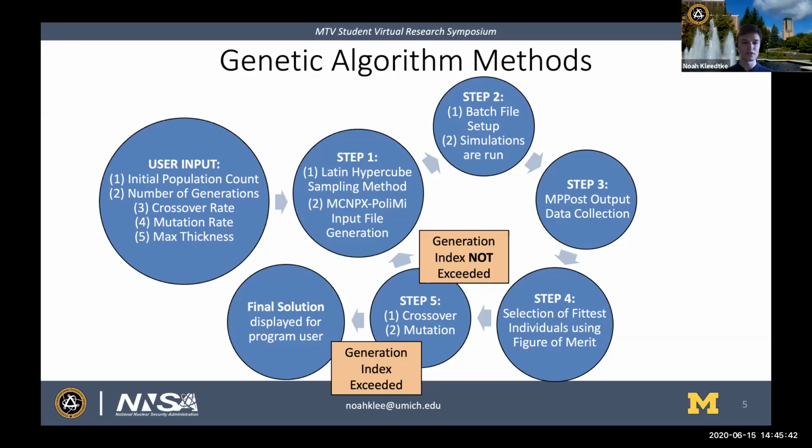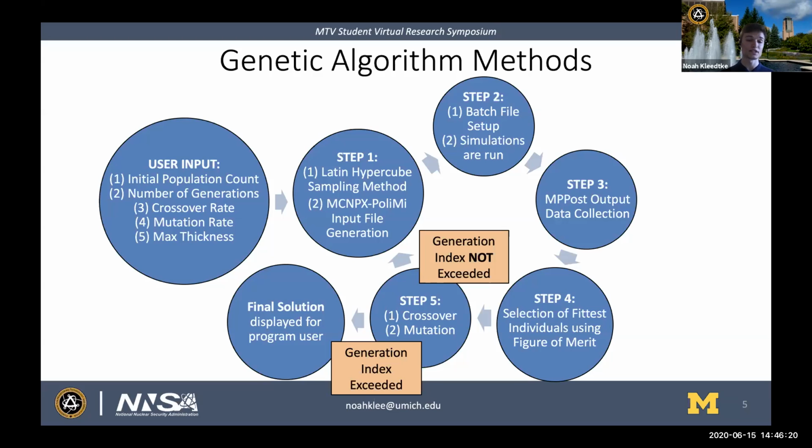So once we cross over those chromosomes, you actually get genetic information from two parents, where one of the parents is preferentially selected because it has a very high figure of merit or fitness. Now, the user initially specifies the number of generations of populations. And if the genetic algorithm sees that there's another population to be produced, it goes back to step 1 and skips the Latin hypercube sampling method because you already have that new population from crossover.